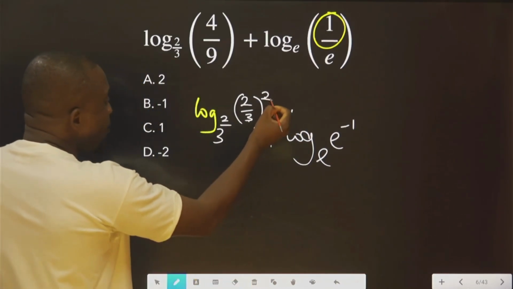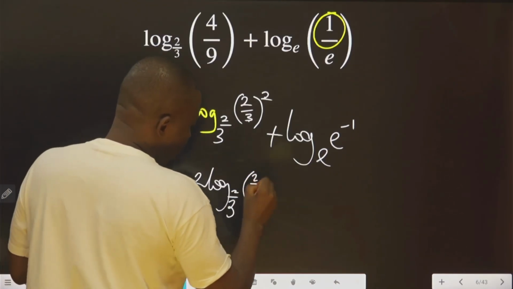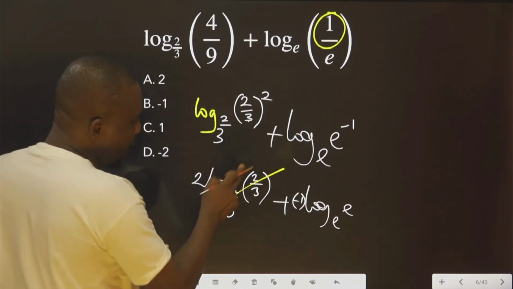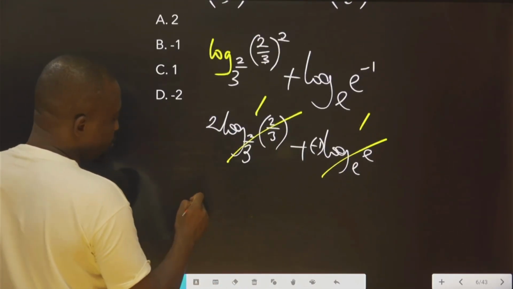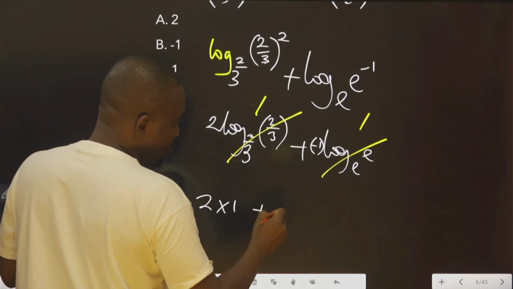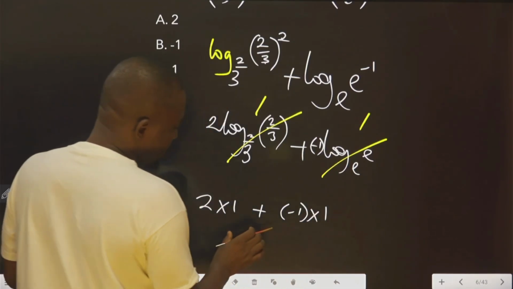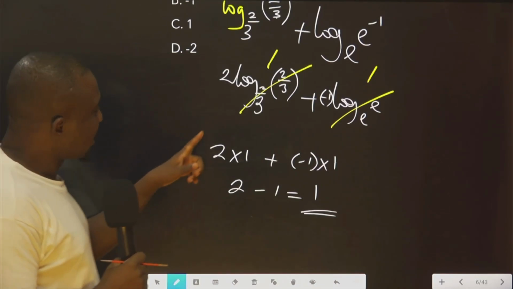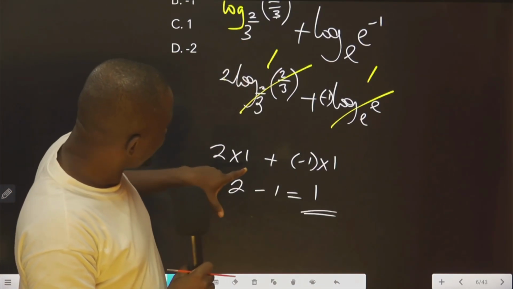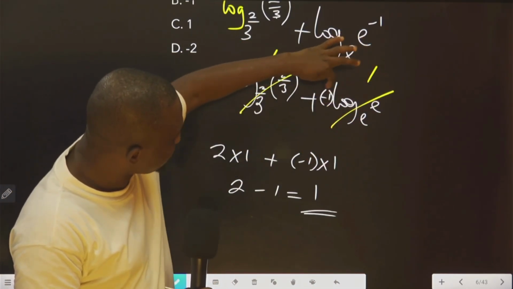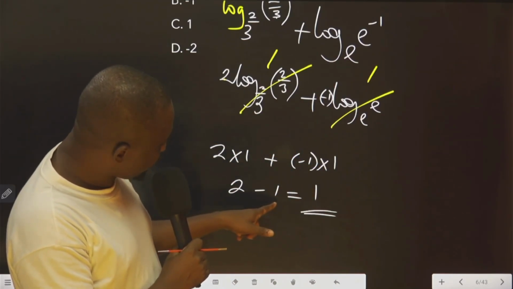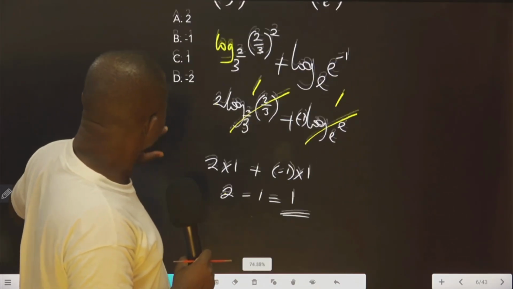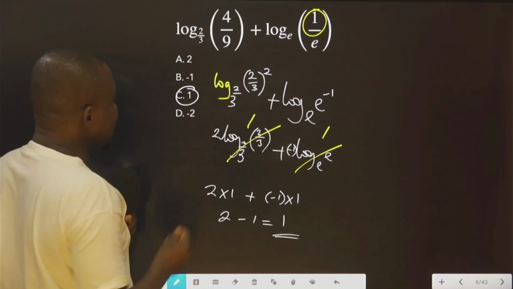Okay? So now I will move this 2 here. I'll move this minus 1 here. Okay? So this is 1, this is 1. It means therefore 2 times 1 minus 1 times 1. So this is 2 minus 1 equals to 1. You understand? These 2, this produces 1. This also produces 1. This is minus 1. Minus 1 multiplied by this is minus 1. This is 2. 2 minus 1 is 1. So the answer is 1. That is C. C is the answer.